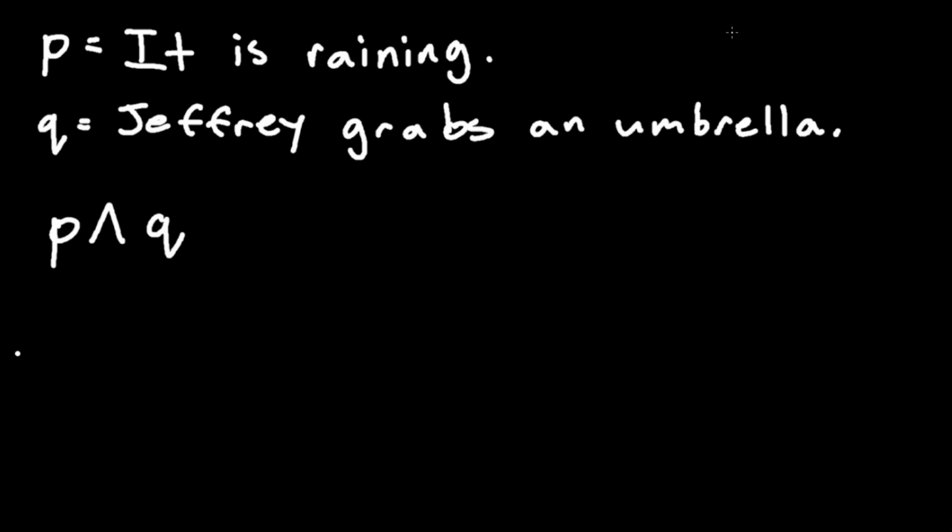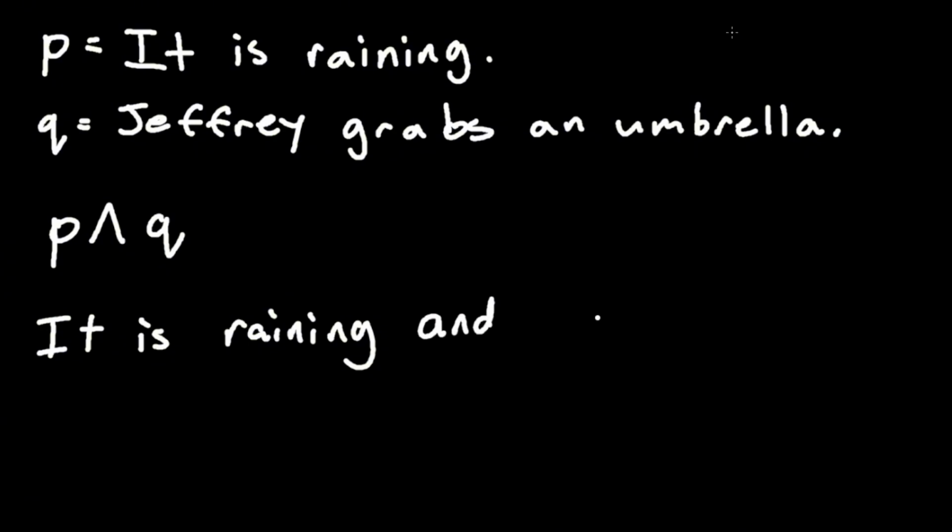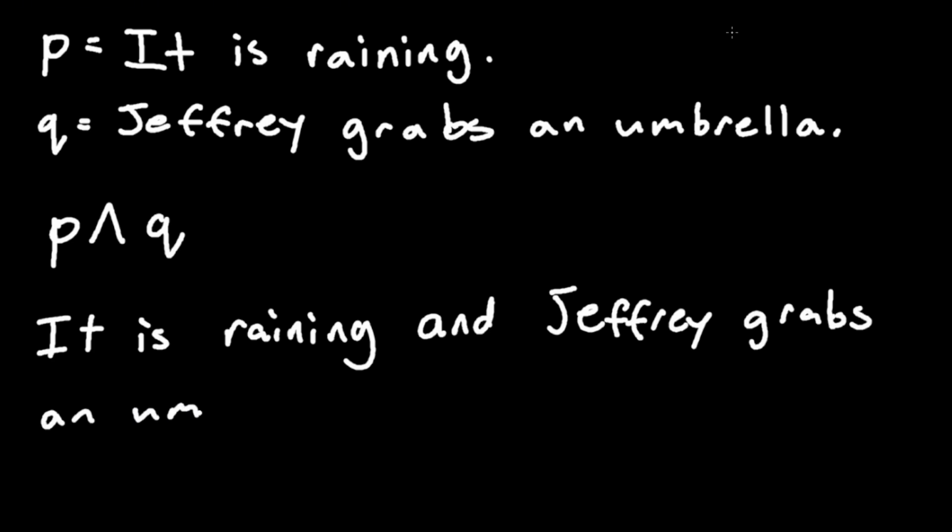How do we put this in sentence form? Well, we can put this in sentence form by looking at what's first. P is first, so we write down it is raining. And we have the AND logical operator. So it is raining and Q, Jeffrey grabs an umbrella. So this right here is the compound proposition. It is simply the sentence that is combined using the logical operator AND from two individual statements.